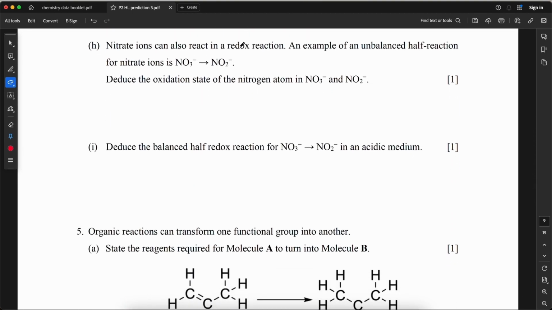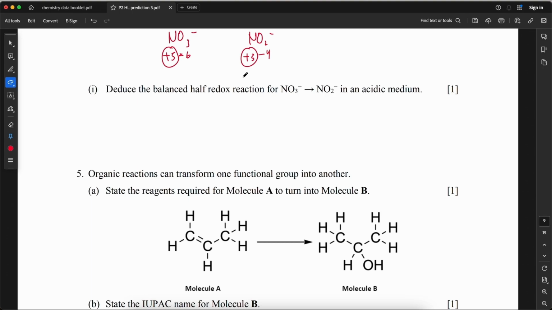Nitrate ion can also react in redox reaction. An example of unbalanced half reaction for nitrate ion is NO3- produce NO2-. Deduce the oxidation state for these two. NO3-, so this is -6 because -2 times 3, and the total should be equal to -1, so N will be +5. NO2-, so this is -4 because O is -2 times 2, and this should be equal to -1, so +3. Deduce the balanced half redox reaction.